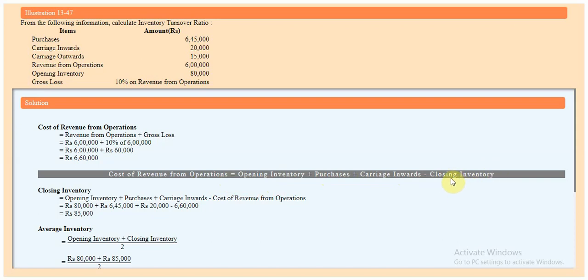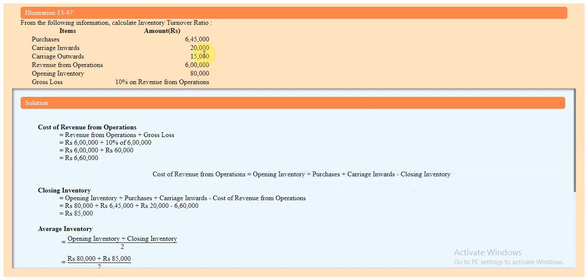See friends, in the previous problem we did not have any direct expenses, but in this problem we have direct expenses, that is carriage inwards. Now another item is also given in the question. If you notice, carriage outwards is also given. But friends, please note that carriage outwards is not a direct expense. This is a basic thing. You must all be knowing by now, because you would have studied all this in your 11th grade itself, what are direct and what are indirect expenses. So carriage outwards will not be included in this computation of cost of revenue from operations. Please ignore carriage outwards. Carriage inwards is a direct expense, so that is included.